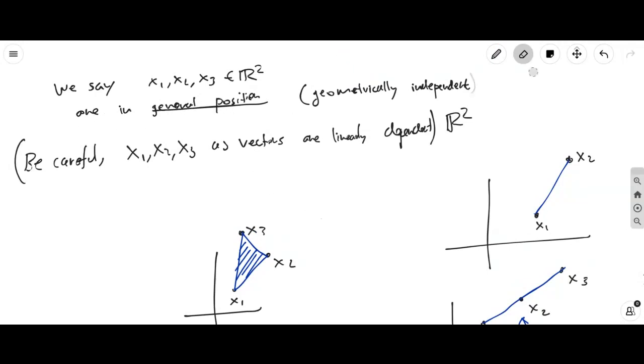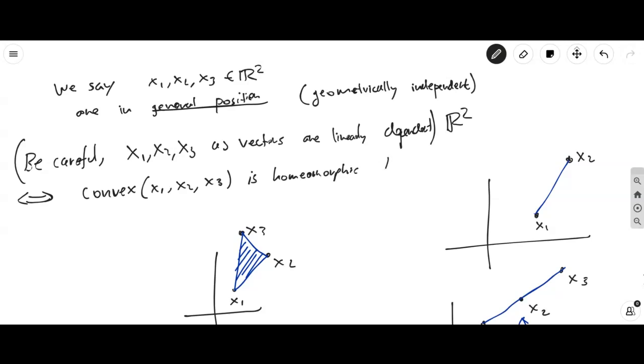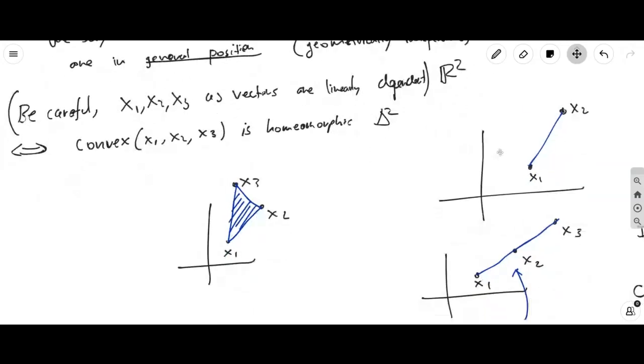So we say that three vectors are in general position if and only if, and this is the way you can define it, the convex hull that you form out of that is homeomorphic to the standard two-dimensional simplex. Right, the standard two-dimensional simplex.